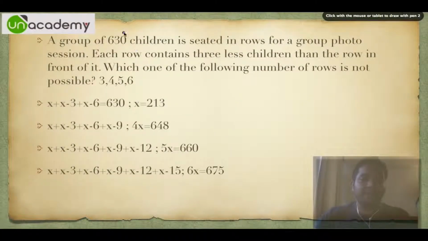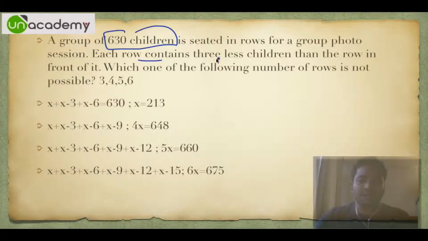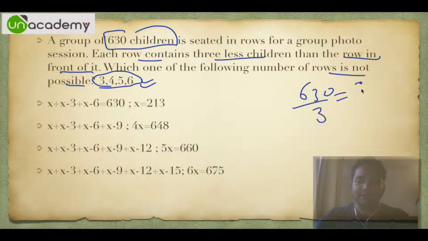Then we have a group of 630 children. Each row contains 3 fewer children than the row in front of it. Which one of the following numbers of rows is not possible? 3, 4, 5 or 6. See, I'll use Jugaad again. So I'll divide 630 by 3. So 630 divided by 3 is 210. Is that understood?